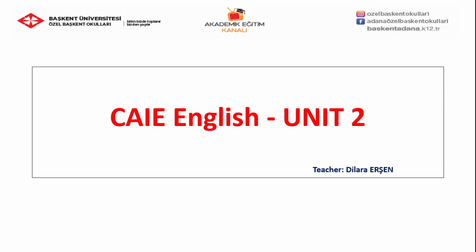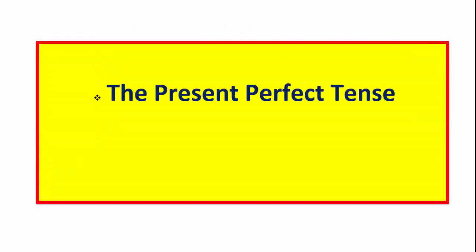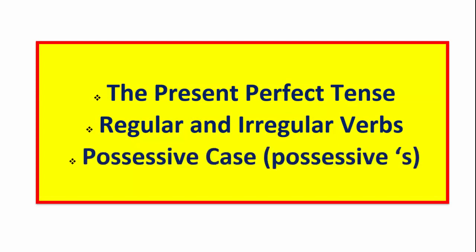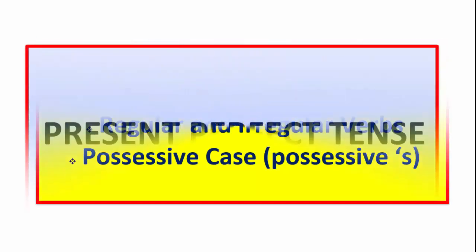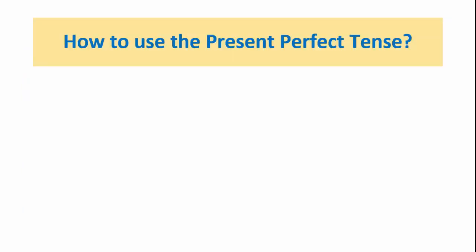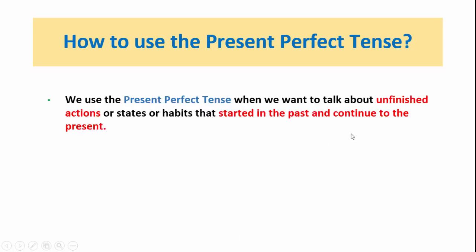Today we are going to focus on Unit 2. The topics are the present perfect tense, regular and irregular verbs, possessive case. First of all, we are going to start with present perfect tense. Let's start. How to use the present perfect tense?